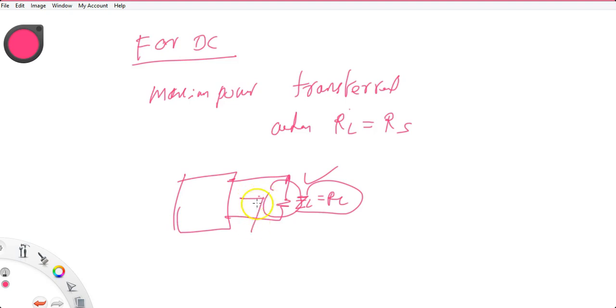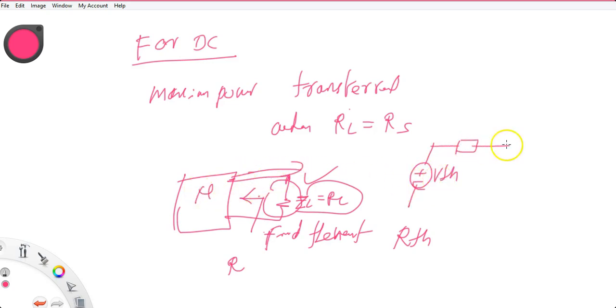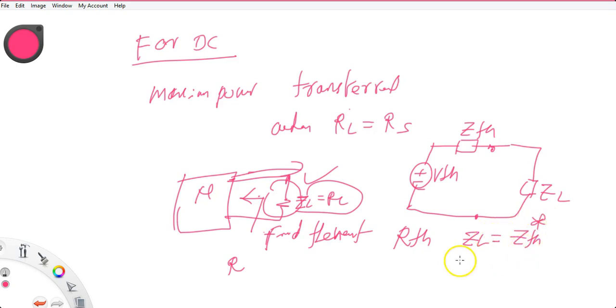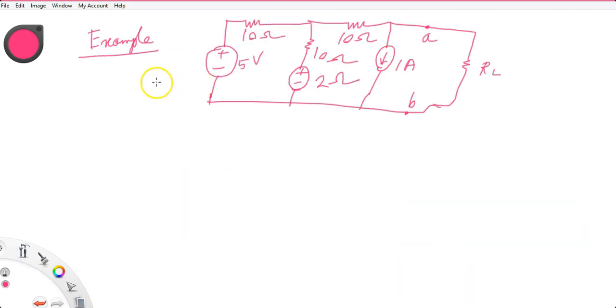The simplest way is to find the Thevenin resistance here, that is RTH. For maximum power transfer, you are Thevenizing these networks. If it is AC, then ZL for maximum power transfer is the complex conjugate of ZTH. If it is a DC circuit, then RL will be RTH.